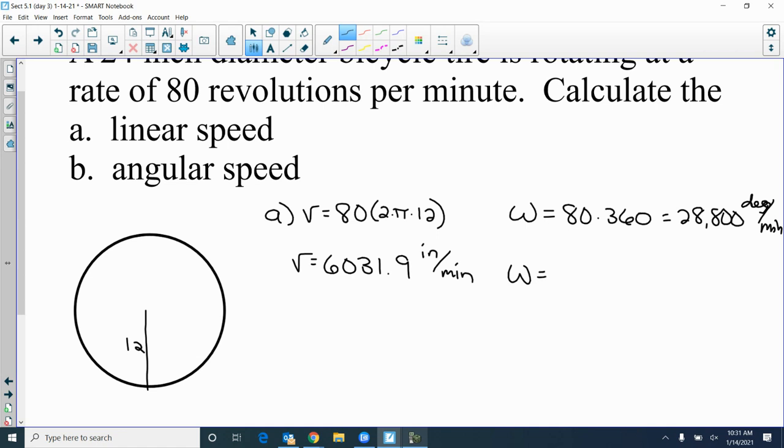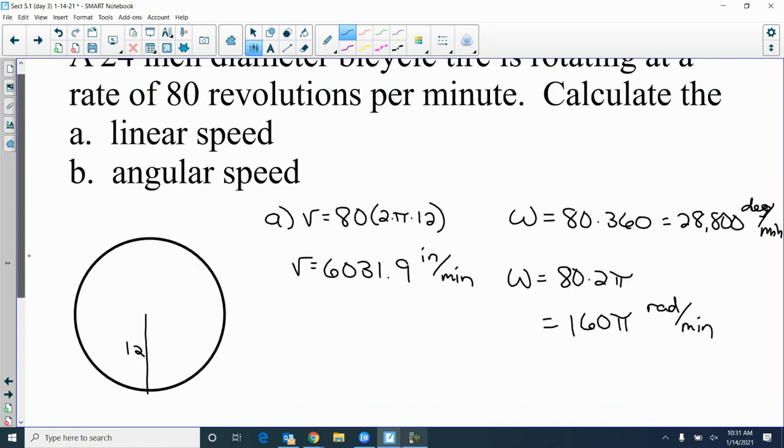Okay. And now, same thing for radians, do 80 times 2 pi. And typically with radians, we're going to just keep it in terms of pi. So 160 pi radians per minute. Remember, 360 degrees is equivalent to 2 pi in terms of radians. All right, so there's your linear speed, there's your angular speed.